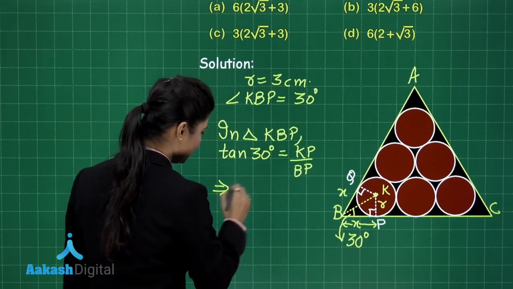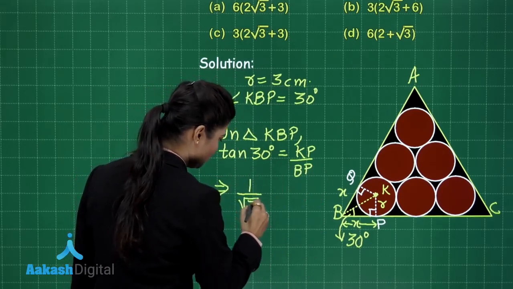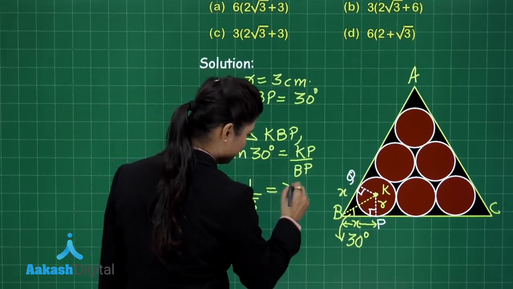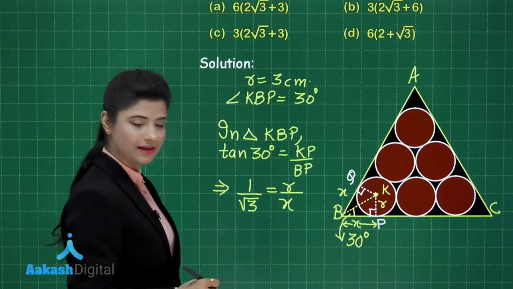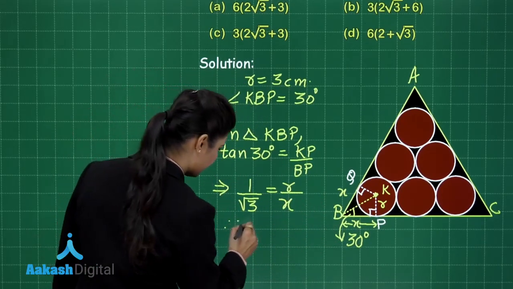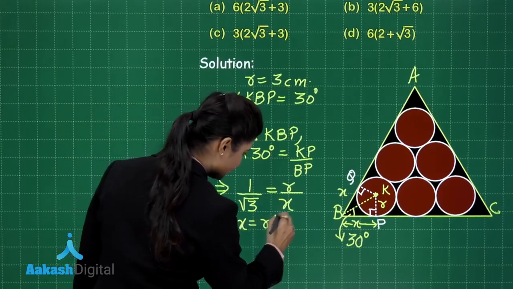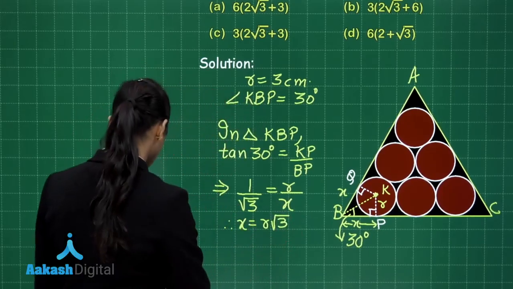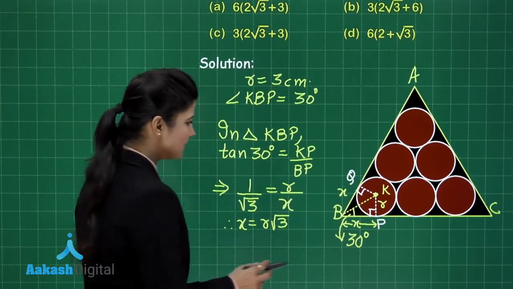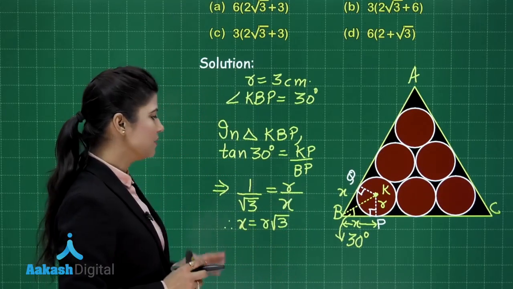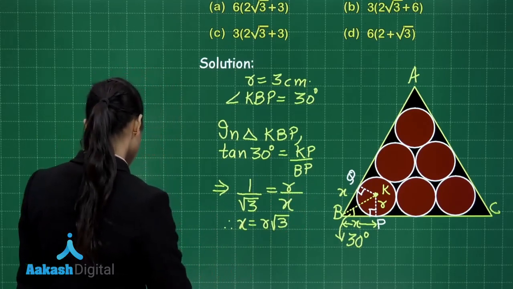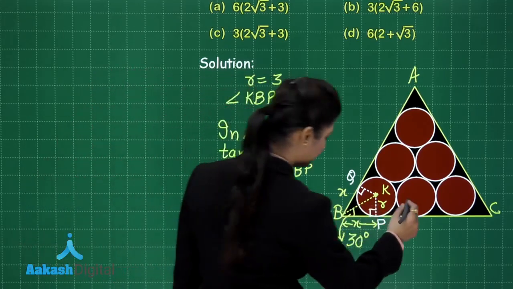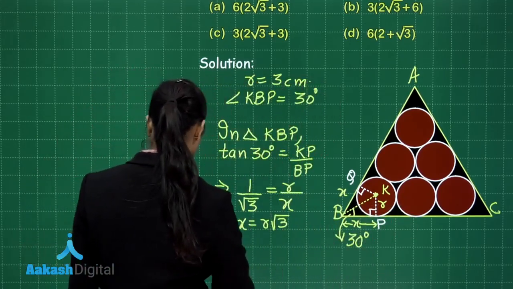So tan 30 degrees is equal to 1 upon root 3, where KP is equal to R, the radius, and BP I have considered to be equal to X. So this will clearly give you the value of X equal to R root 3, isn't it? So now I am getting the value of X, that is BP, equal to R root 3.